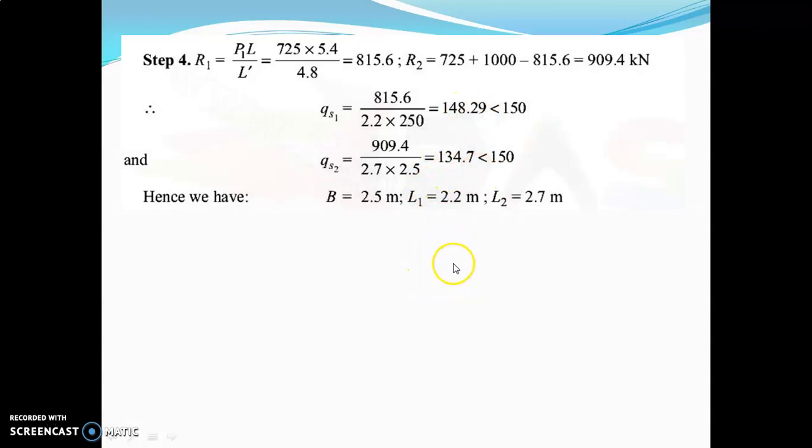So it is safe. So what you can consider now, B is equal to 2.5 meter, L1 is equal to 2.2 meter and L2 is equal to 2.7 meter. This is the way to find or calculate the proportion of a strap footing. Mainly you have to find what is B, what is L1 and what is L2.